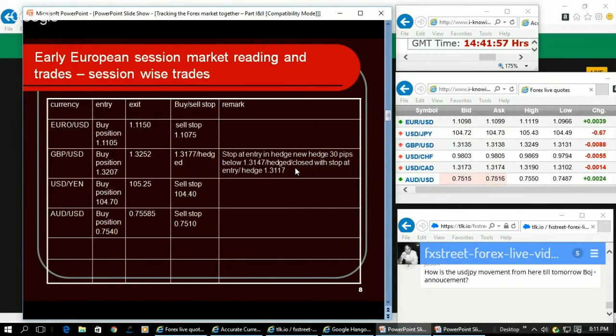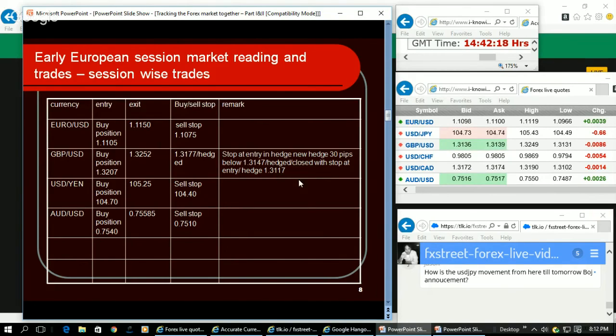Okay, what are the steps I have? I have a hedge order at 1.3117. If it goes below that, I'm going to be hedged. I'll keep stop at entry if the hedging is making profit. And if they continue to go down, it doesn't matter. My usable margin will not erode because I have the hedge order, which will limit the risk.